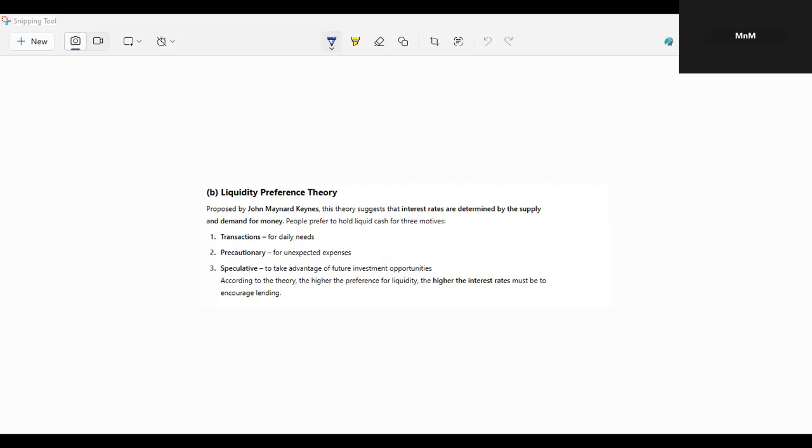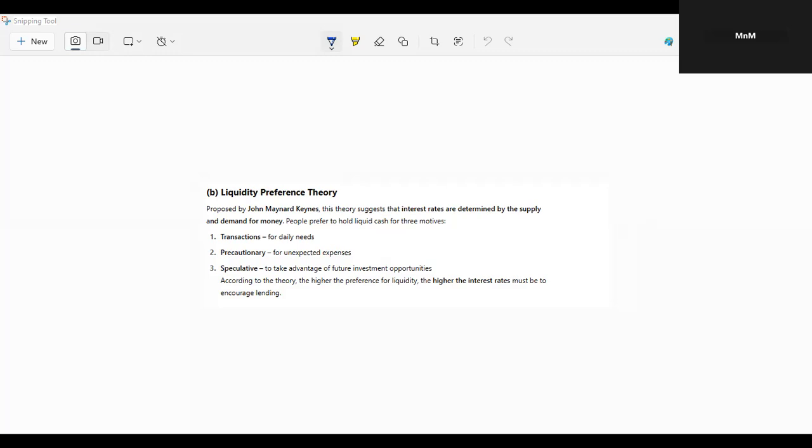Basically, it's a theory that suggests that interest rates are influenced by forces of demand and supply for money. So people prefer to hold money in its liquid form. There are 3 reasons. The transactions motive says that people need cash for day-to-day purchases and expenses. A precautionary motive is that people keep cash for unexpected situations like emergencies or unforeseen expenses. And there's also the speculative motive, which says that people hold cash in order to take advantage of future opportunities. So this theory argues that the higher the demand for liquidity, the higher the interest rates needed to encourage people to lend their money instead of keeping it.